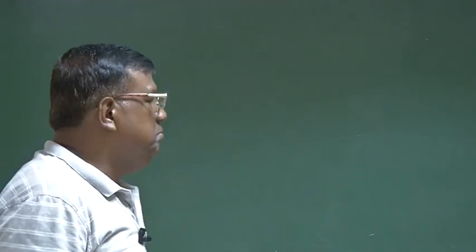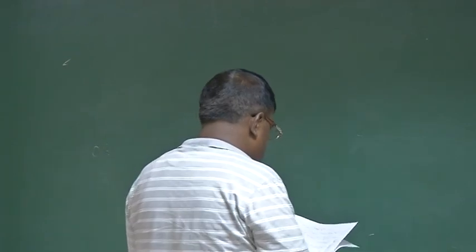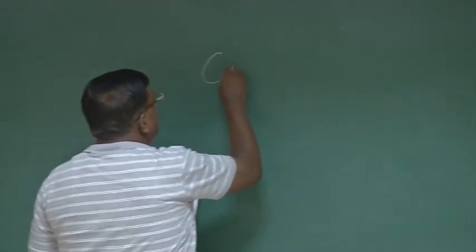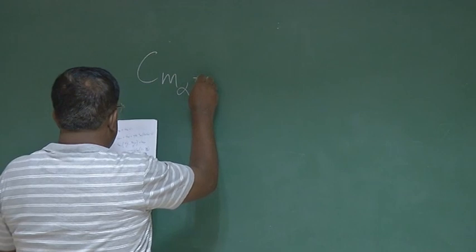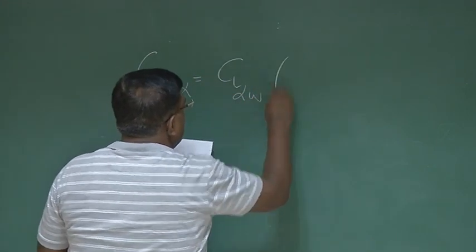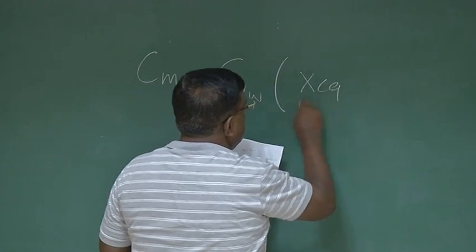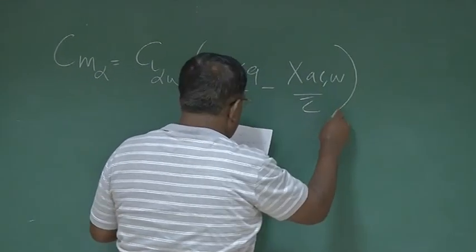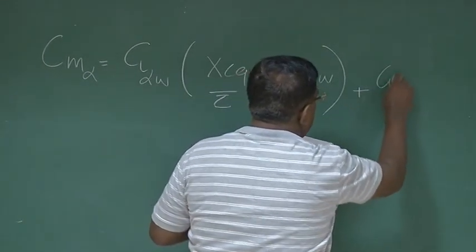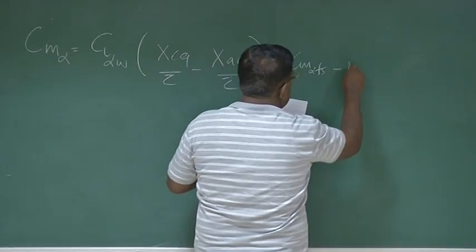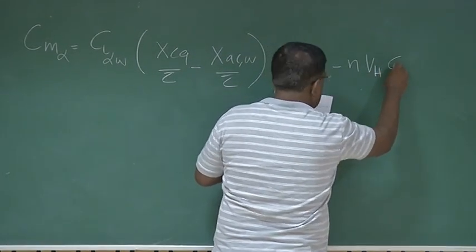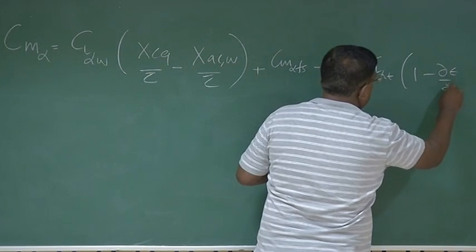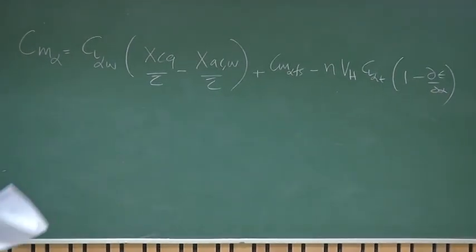Okay. So to understand that, let us do a little bit of re-appreciation of the expressions, and we'll try to get an additional designer's perspective. You know, the Cm alpha wing is xCG by C bar minus xAC wing by C bar plus Cm alpha fuselage minus eta VH CL alpha tail into 1 minus d epsilon by d alpha. Okay. I divide left hand side and right hand side by CL alpha wing.